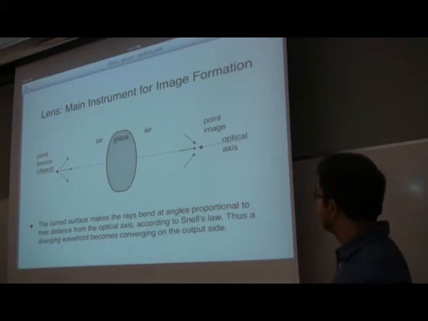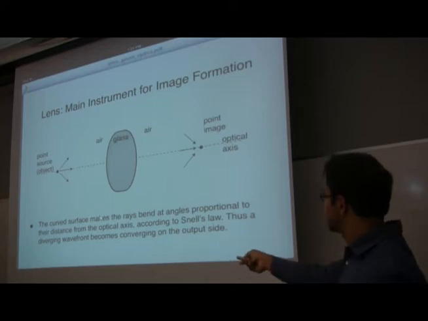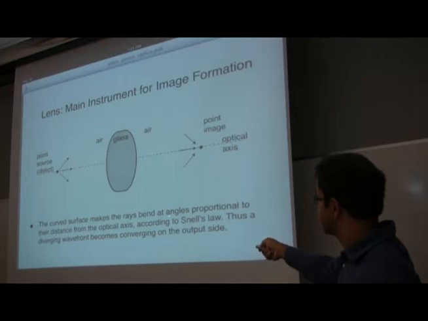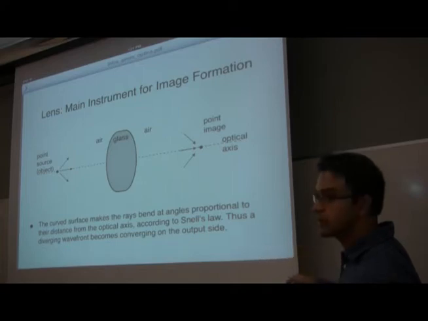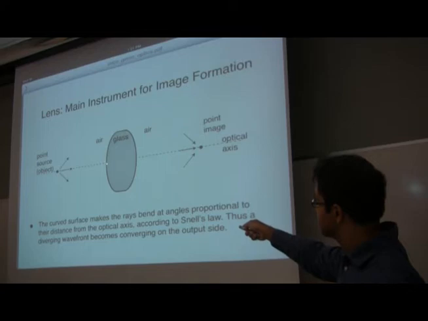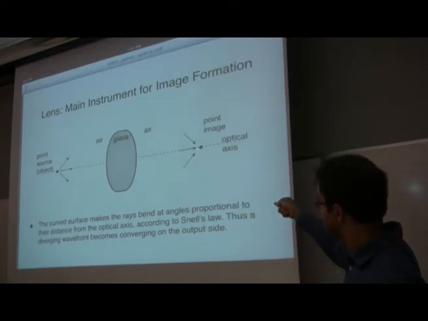Okay. How does a lens work? Essentially, your lens is typically made of glass. The curved surface makes the rays bend at angles proportional to the distance from the optical axis according to Snell's law. Thus, the diverging wavefront becomes converging on the output side. That's one way to think about it. If you look at the lens, its curvature increases as you go away from the optical axis. So that's the optical axis.